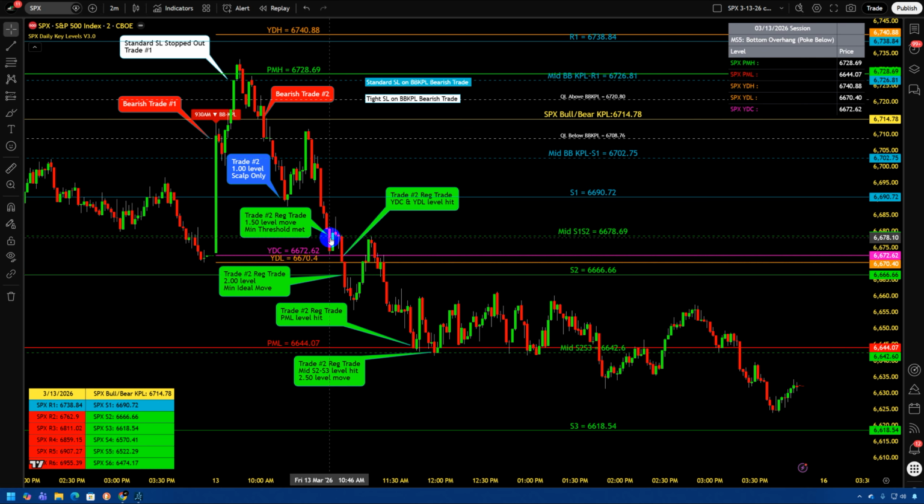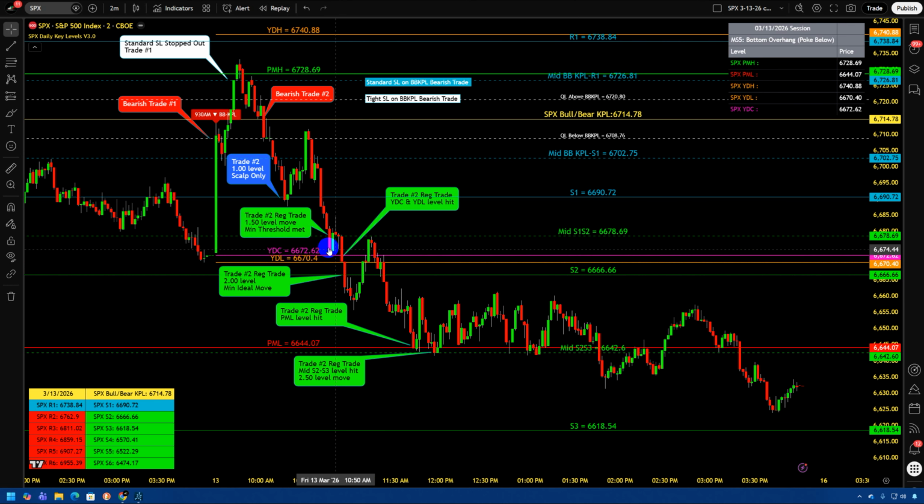Then the idea with the remaining runners on a regular trade is at each succeeding move in your favor after the minimum threshold has been met, you are then either further adjusting your stop loss on your remaining runners, or you're doing a combination of exiting some of your remaining runners at each level move in your favor and further adjusting your stop loss on any remaining runners that you have not exited additionally.